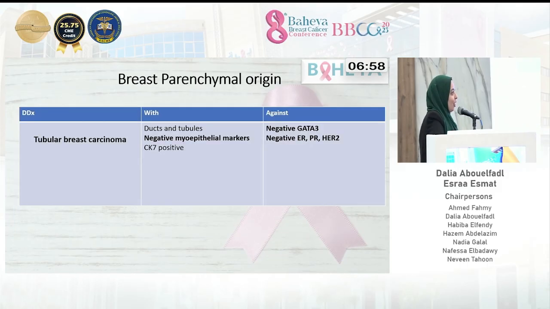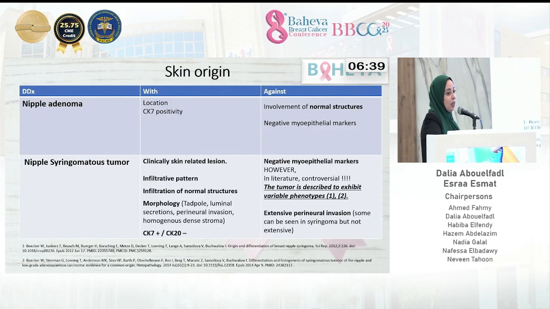origin. فالديفرنشالز at this point، again، لو أنا breast parenchymal كنت هفكر بالمورفولوجي دي في tubular carcinoma. بس ليه هفكر؟ بسبب النيجاتيفيتي للمايوبثيليال ماركرز والـangulated pattern اللي كنا عمالين نشوفه كل شوية ده. however GATA3 والبايو ماركرز argue against إن دي tubular carcinoma أو breast parenchyma يعني. نيجي بقى نفكر في skin origin.